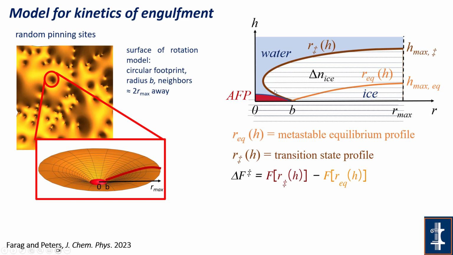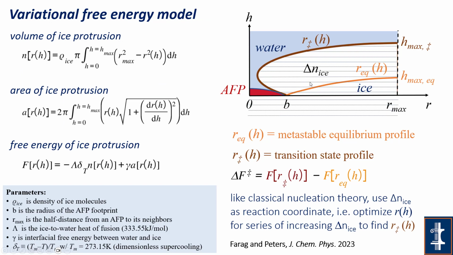And so there should be two contributions to the free energy in this problem, one for the bulk driving force and one for the penalty associated with extra surface area. And so we want to find this metastable profile and the transition state profile by driving along a coordinate, delta n ice. And here's how we construct the variational free energy model.